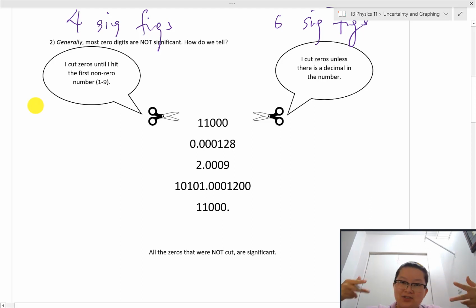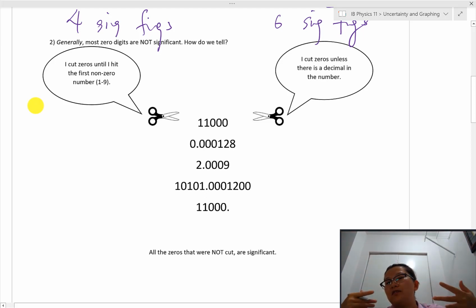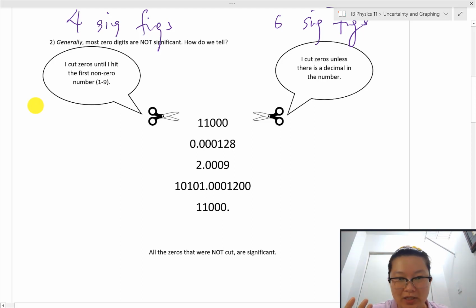Visualize two scissors, one at either end. They're going to cut zeros that are not significant, based on the rules I will tell you in a second. The zeros that they cut will be eliminated from the significant figure count. So the cut zeros are not significant. That's what it means.